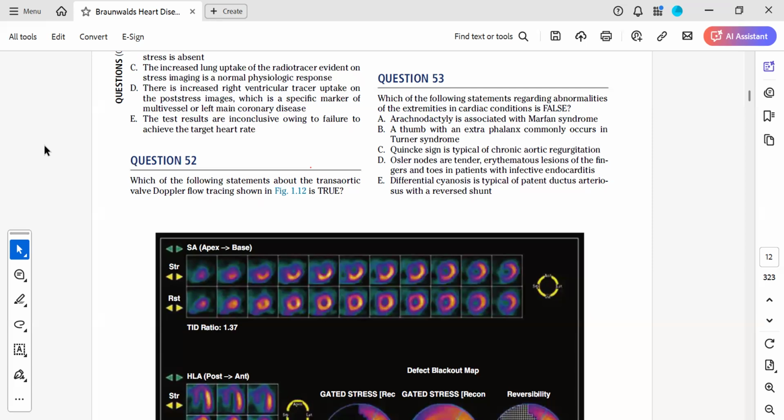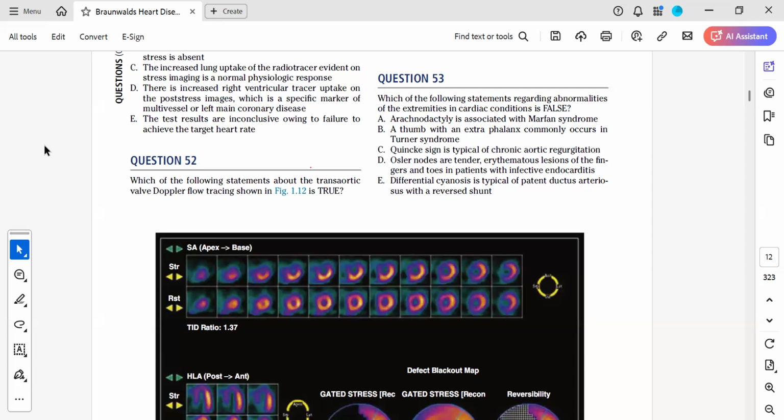Quincke's sign is typical of chronic aortic regurgitation. This is true. Osler nodes are tender erythematous lesions of the fingers and toes in patients with infective endocarditis. This is also a true statement, so that's false.